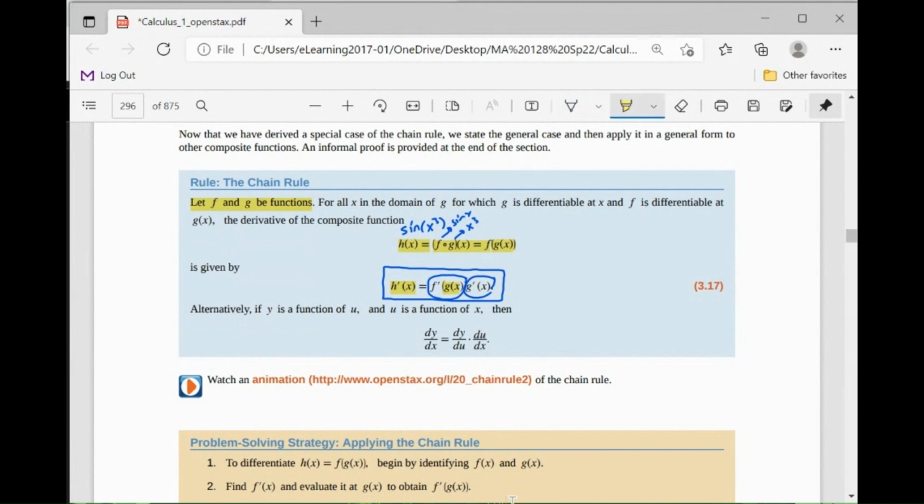So let's see some examples. And I mean, reading it as f and g may be difficult, so I'm not putting this down. You can just copy it from the textbook in your notes. So this is the chain rule, and we will see some examples.